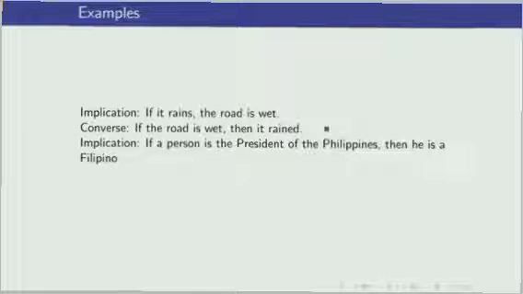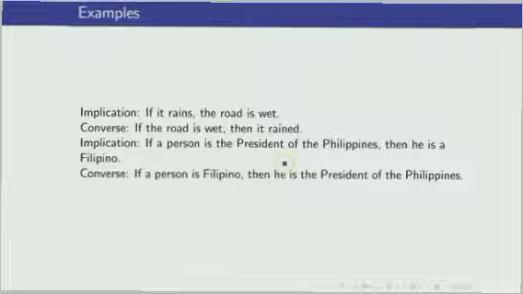Let us consider another one. If a person is the president of the Philippines, then he is a Filipino. This statement here is true. However, what is its converse? The converse is: if a person is a Filipino, then he is the president of the Philippines. Definitely, this is false. The implication is true, but its converse is false. This is an illustration to show you that an implication is not equivalent to its converse. So do not make that mistake.